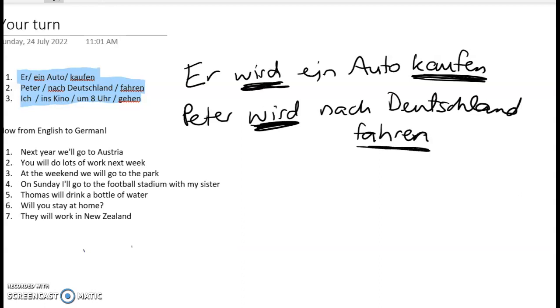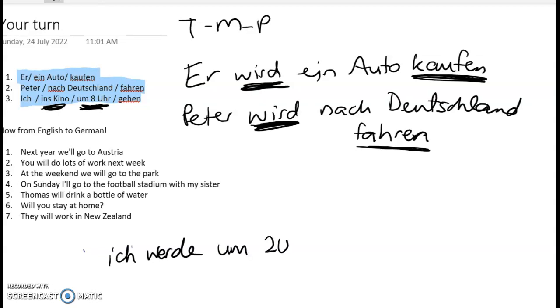And the last one here, we just have to watch which of to the movies or at 8 o'clock goes first. Remember that we always do time, manner, place. So here we're going to have ich werde, and then I'll put 8 or really 20 Uhr, right, 8 o'clock in the evening, ins Kino gehen. Okay, so that's the first three done.